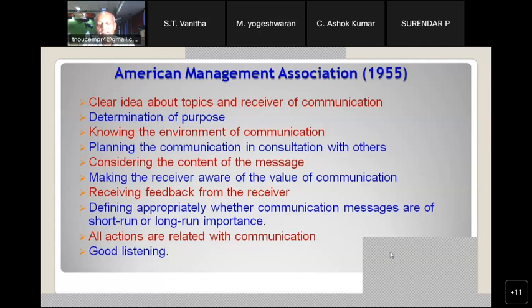All actions are related with communication. So all the actions are related to the communication only, not anything extra. Because I am not coming here for dancing or singing. I am here for very important communication. And so all the actions are related to communication only, and good listening.